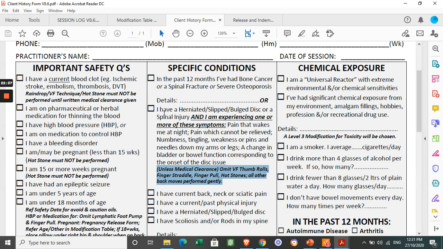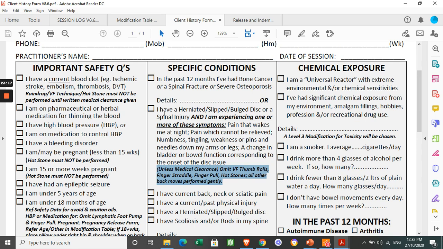The other one is I have a herniated, slipped or bulged disc or a spinal injury, and I'm experiencing one or more of these symptoms. So if they're experiencing pain that wakes them at night, pain which can't be relieved, numbness, tingling, weakness or pins and needles down their arms or legs, a change in bladder or bowel function corresponding to the onset of the disc issue, then unless we're given medical clearance, we are going to omit VitaFlex thumb rolls, the finger straddle, the finger pull, all hot stones, and all other back moves would be performed gently.